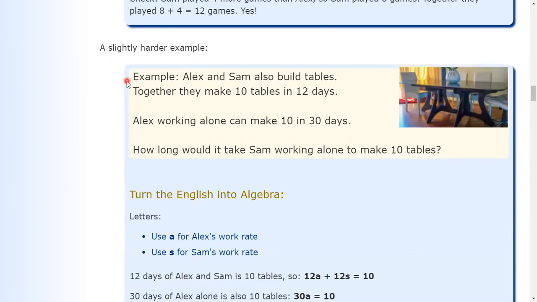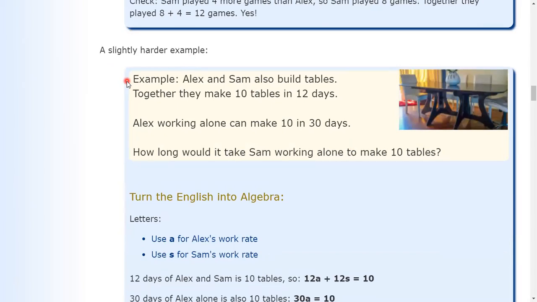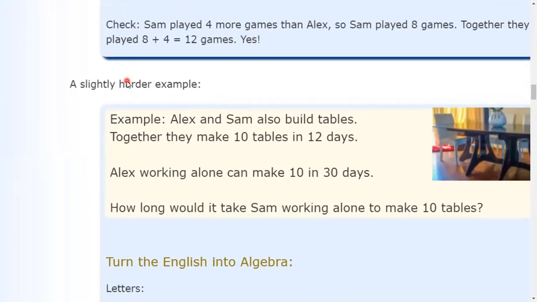Okay, all right, so let's read the example. Alex and Sam also build tables together. They make 10 tables in 12 days. Alex working alone can make 10 in 30 days. How long would it take Sam working alone to make 10 tables?